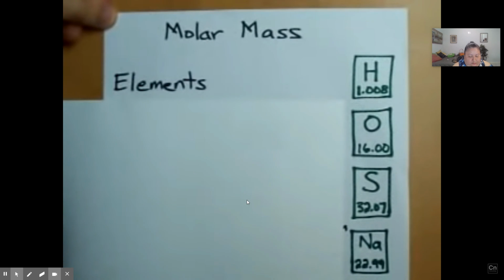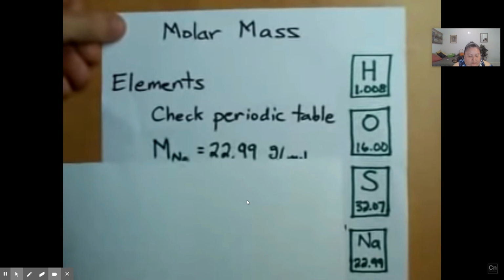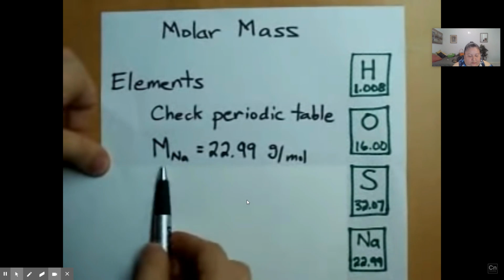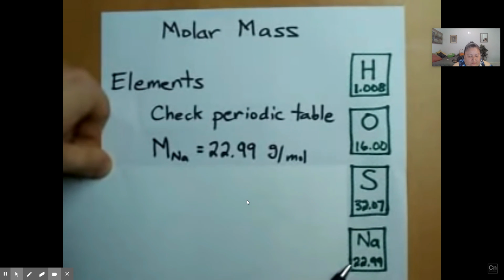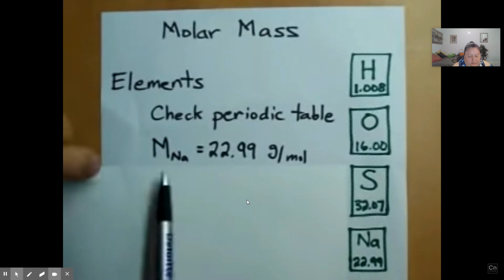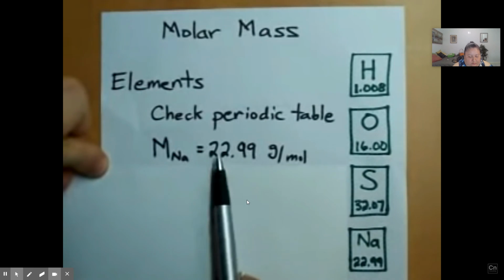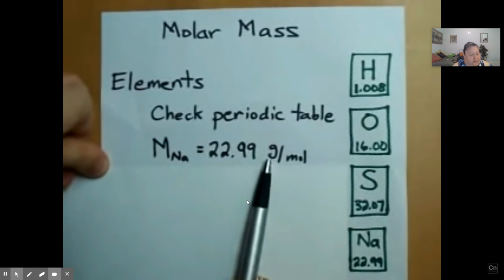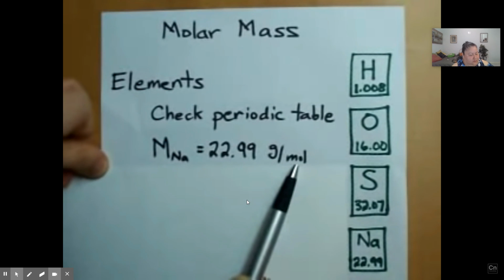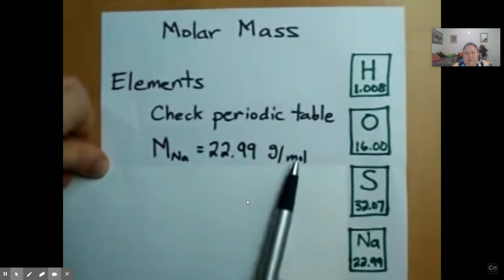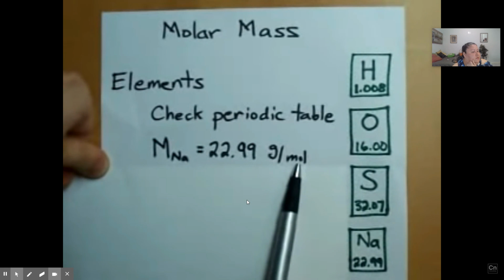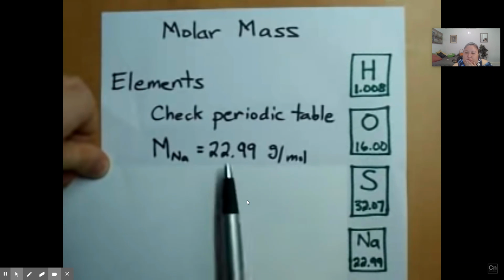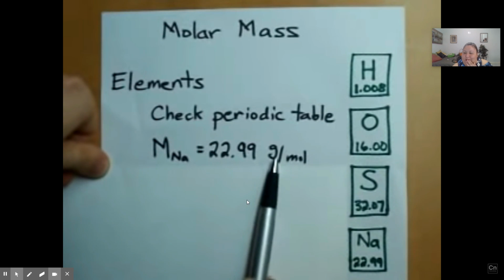For elements, it's really, really, really easy to calculate the molar mass. You just check the periodic table. For example, the molar mass of sodium, just look on the periodic table and you'll see the atomic mass is 22.99. This means that the molar mass of sodium is 22.99 grams per mole. This unit of measure means that 1 mole of sodium atoms weighs 22.99 grams.